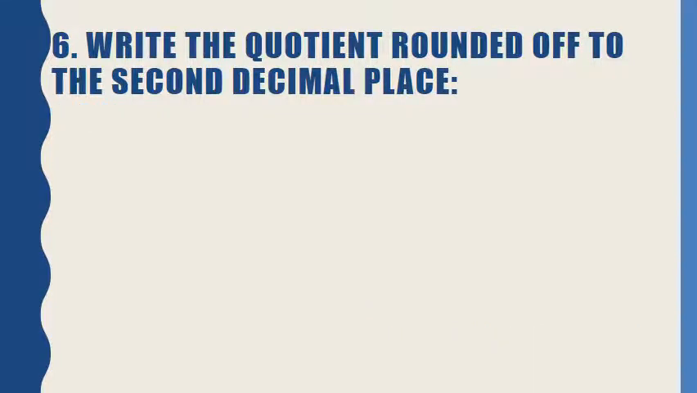Now children, let's move to the sixth question. Write the quotient rounded off to the second decimal place. We will do the A part of this question, and the question is 13 divided by 6. So let us divide 13 by number 6.